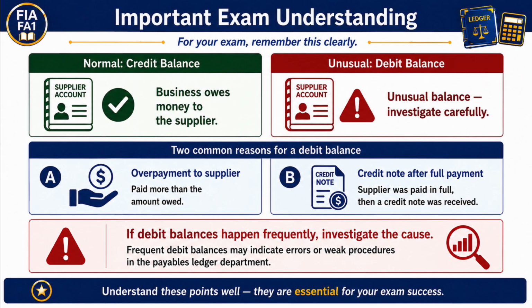The key message is, a credit balance usually means the business owes the supplier. A debit balance in the Payables Ledger usually means the supplier owes the business, or the business has paid too much. Because debit balances are unusual, they should be investigated carefully.